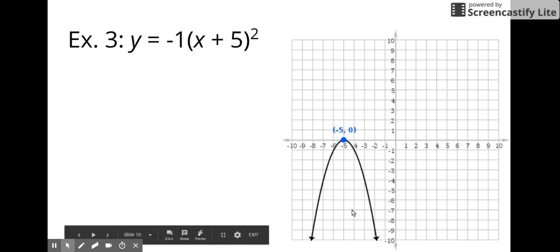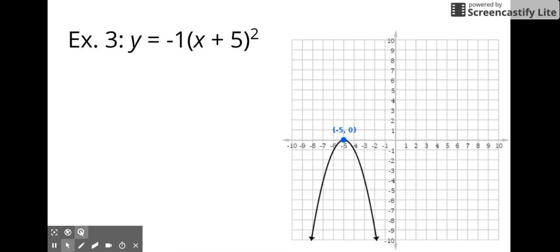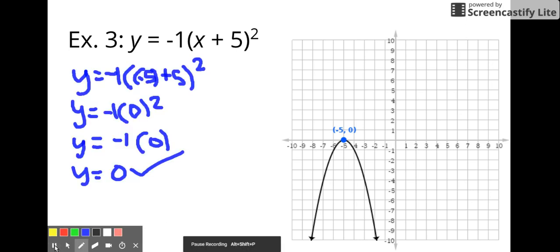So we only have one solution, and let's make sure that we did that correctly by subbing in -5 and seeing if we get an output of 0. We do, so we know we're correct.